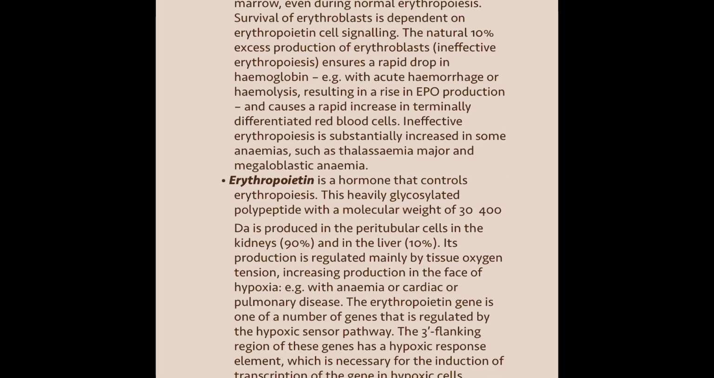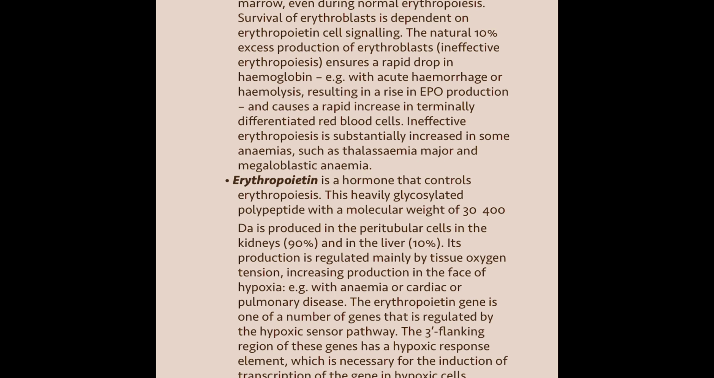Erythropoietin is a hormone that controls erythropoiesis. This heavily glycosylated polypeptide with a molecular weight of 30,000 to 40,000 Da is produced in the peritubular cells in the kidney, 90%, and in the liver, 10%. Its production is regulated mainly by tissue oxygen tension, increasing production in the face of hypoxia, e.g. with anemia or cardiac or pulmonary disease.